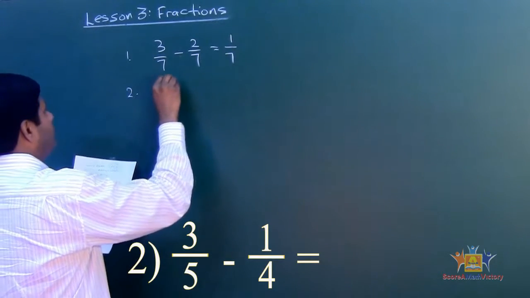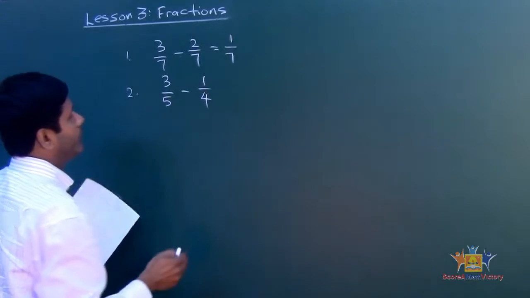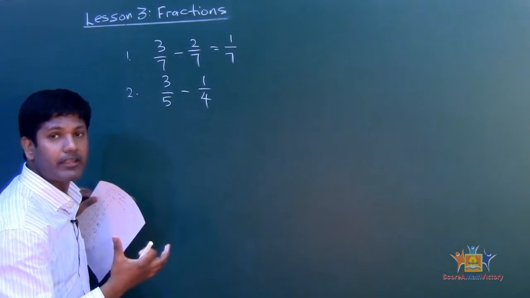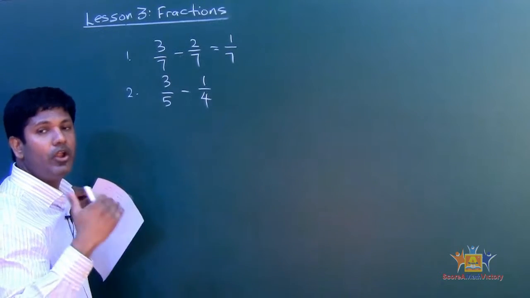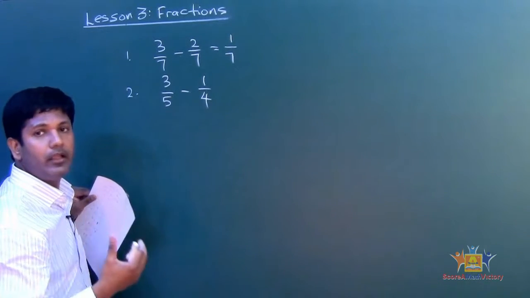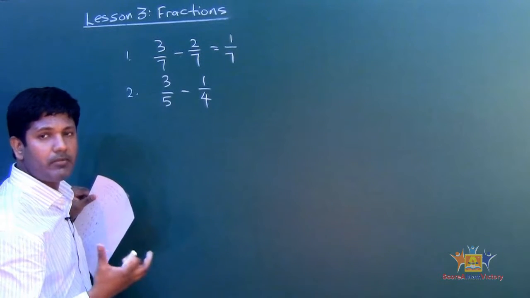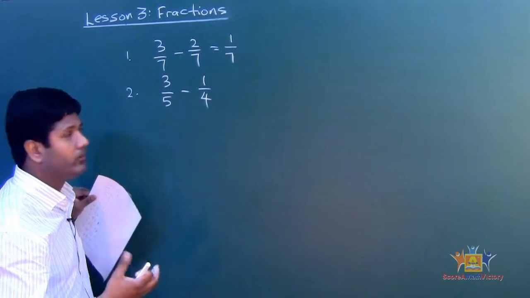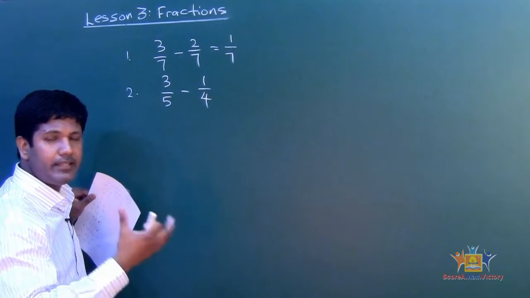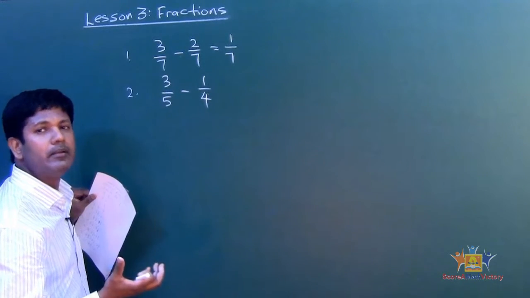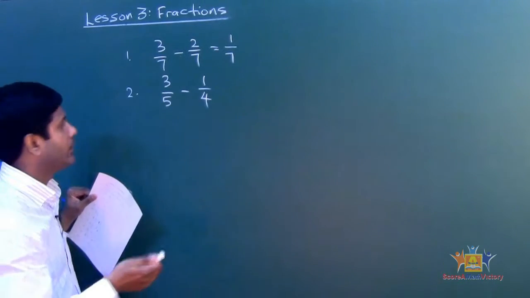Okay, good. Now let's look at problem number 2. You got 3 over 5 minus 1 over 4. Now this one we can't subtract yet. Why? The denominators are not common, so we've got to find the lowest common multiple. So what would be the lowest common multiple for 5 and 4? 5 times 4 is 20. Can you see anything lower than 20 that 5 and 4 can divide? No. Okay, so 20 would be the lowest.